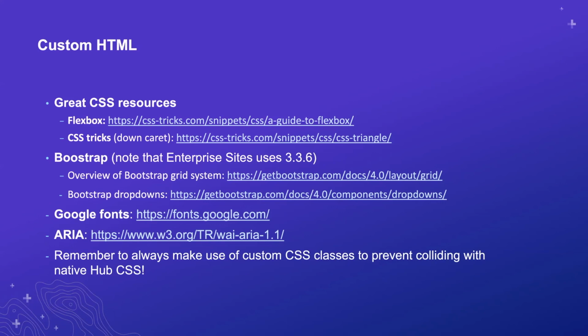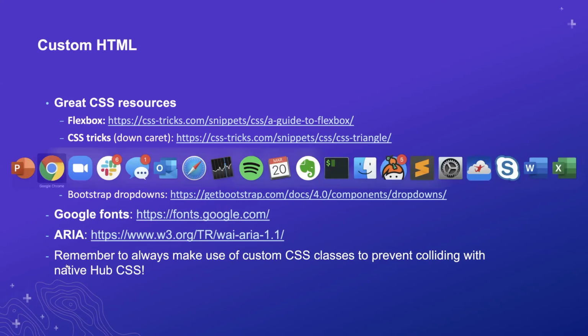In Bootstrap, we already talked about the grid system. Generally, you can Google Bootstrap and what you're looking for, like dropdown, and find documentation that explains how to do it. And the documentation is really good. Fonts come from Google. You can check out ARIA for screen readers. And don't forget, if you are going to write a lot of custom CSS, I recommend you wrap that with your own custom class name so you don't collide with Enterprise Sites or Hub's CSS system.